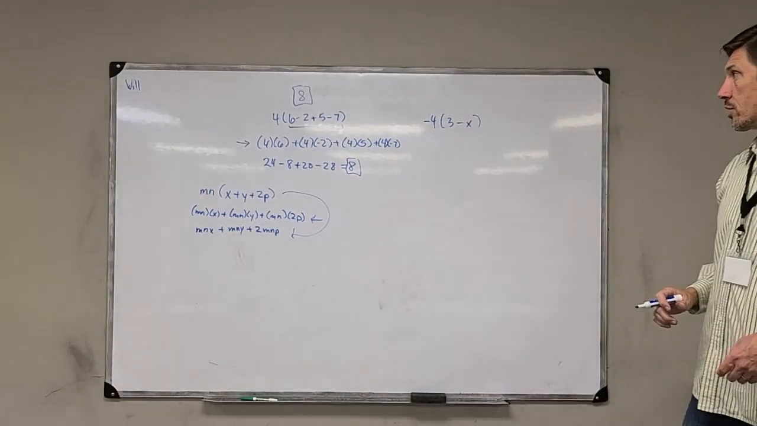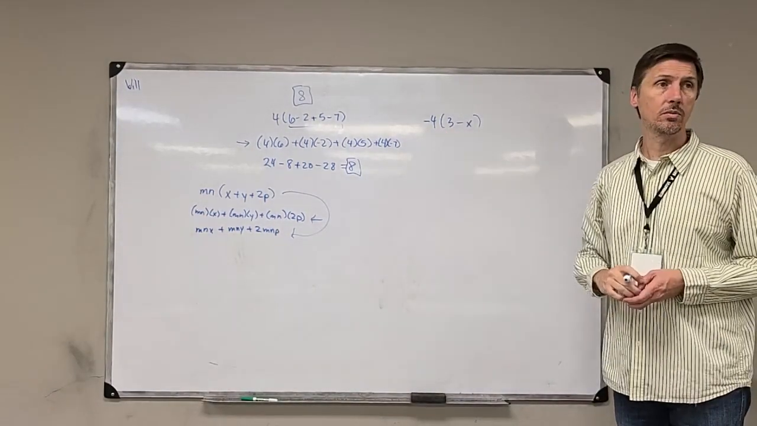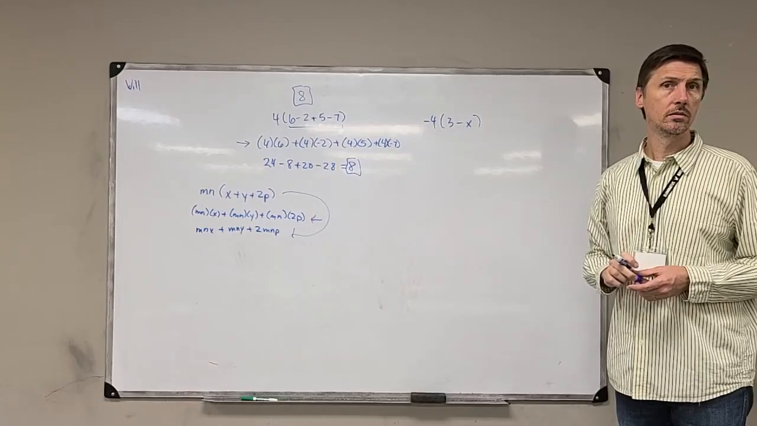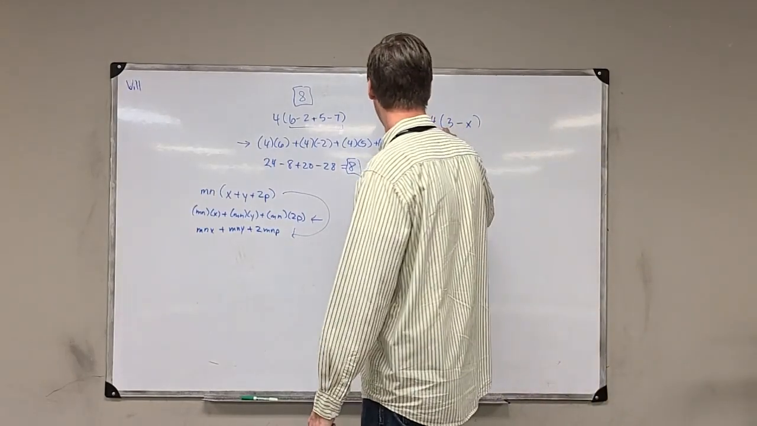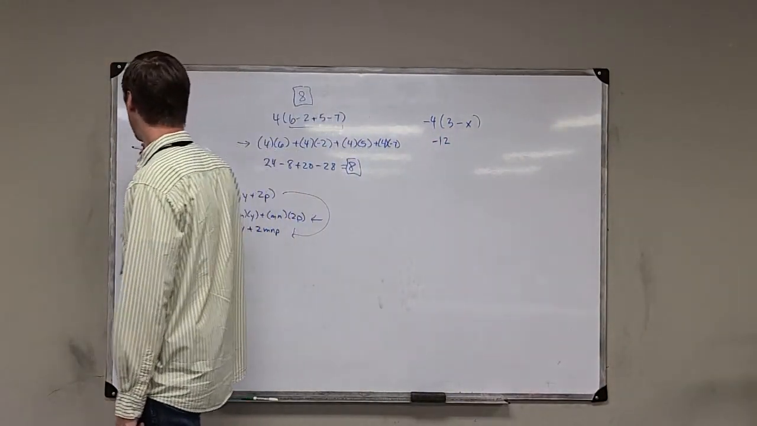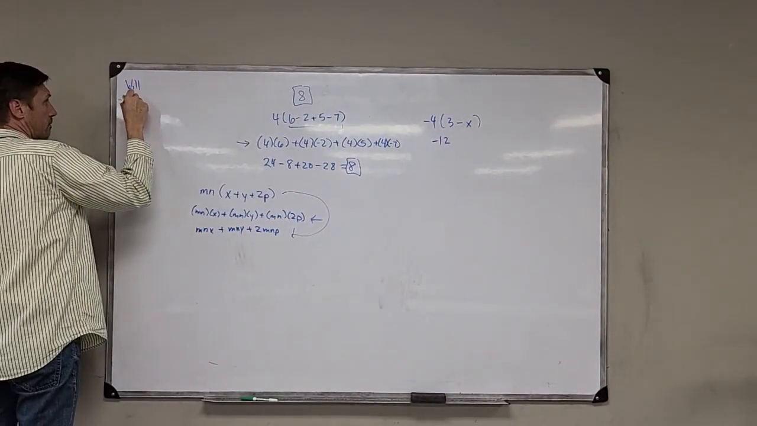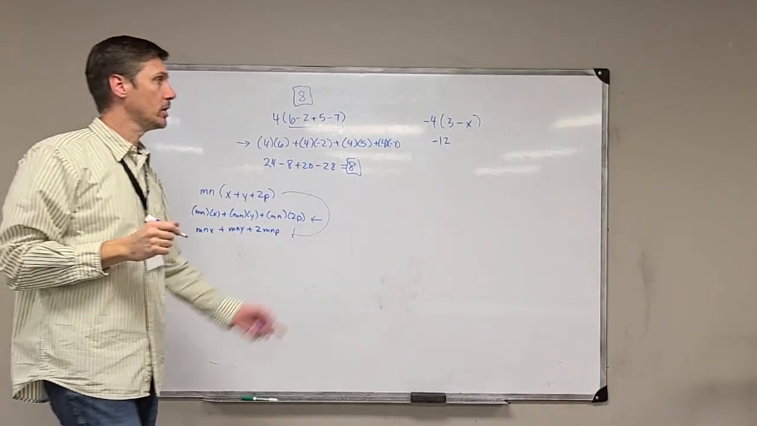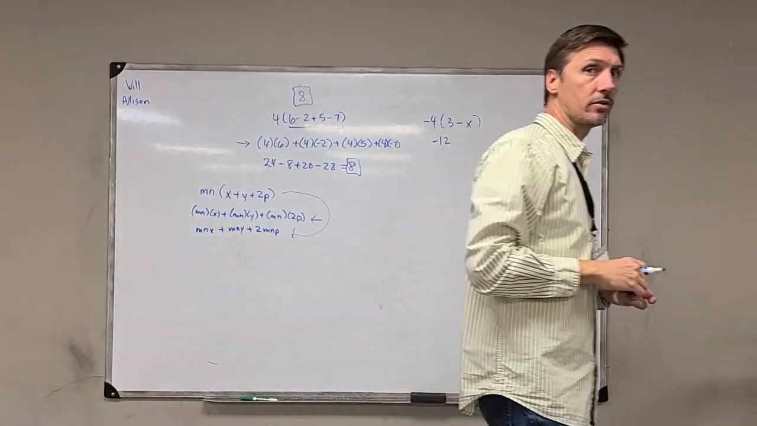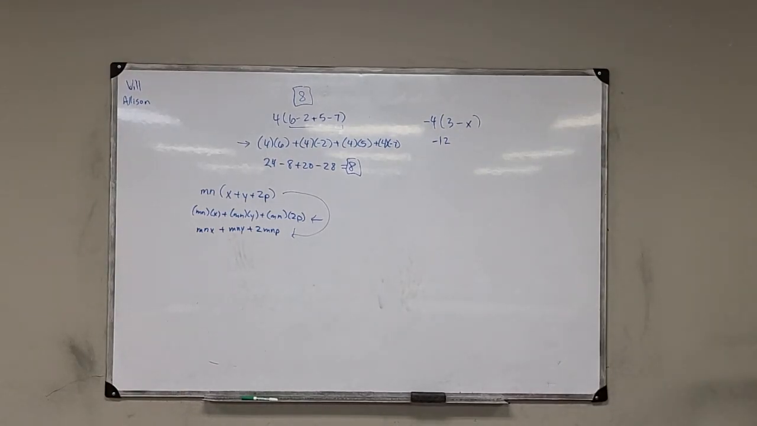So what's my first term going to be when I distribute here? Negative 12. Negative 12, right? Negative 4 times 3 is negative 12. Does everybody see that? Right? And then what's the next term going to be? Somebody else. Minus x, or negative x.